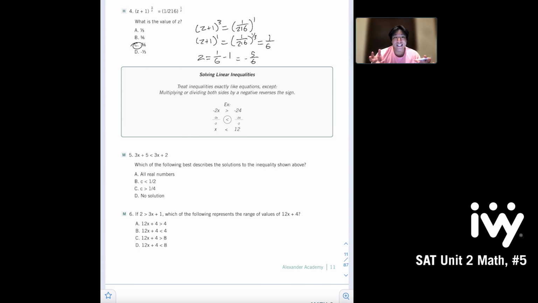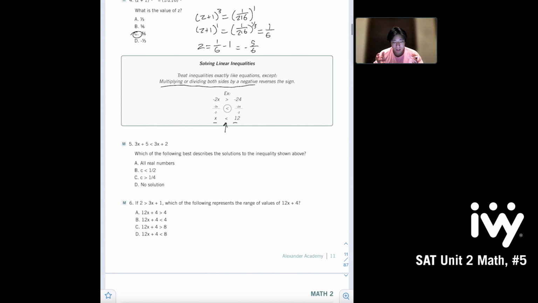Now, solving linear inequalities. You treat inequalities the exact same way you treat equations, except when you multiply or divide both sides by a negative, you have to reverse the sign. So let's see the example. Negative 2x is greater than negative 24. So when we divide both sides by negative 2, we see that we have x on the left as we would expect, and 12 on the right as we would expect, except we have to reverse this greater than sign, so now it's a less than sign.